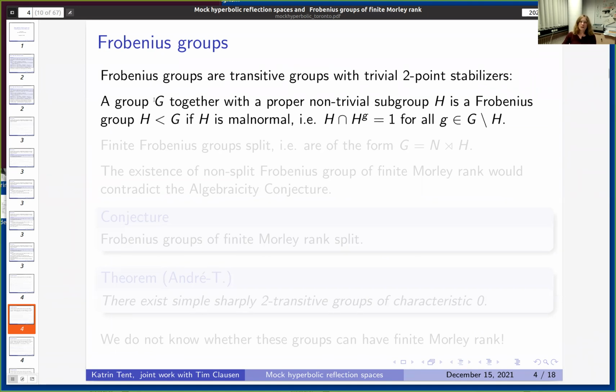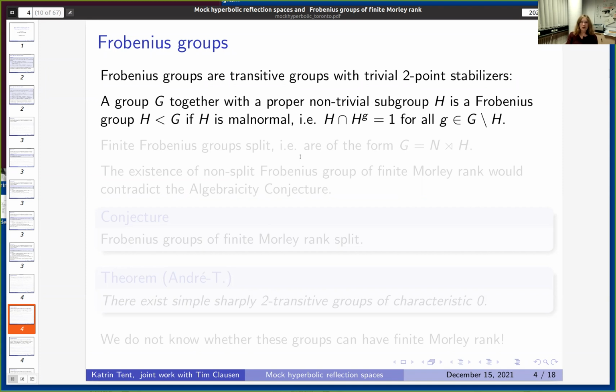So a Frobenius group is a group together with the point stabilizer H, if you think of it that way, and you want that it's non-trivial, so the group is not regular. And you want that two-point stabilizers are trivial, which means that the intersection of two stabilizers should be the identity, but if the group action is transitive, all the point stabilizers are conjugates. So this condition here translates exactly into having a group with a non-trivial malnormal subgroup H.